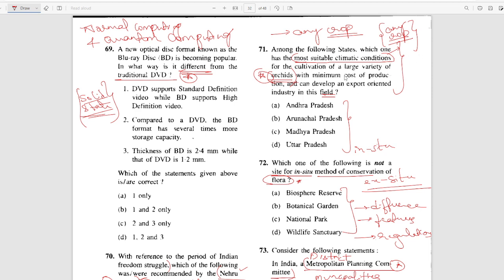I mean, if not other countries, at least our Indian states. You have to learn about the Indian states, geography, and also climatic conditions of those states.